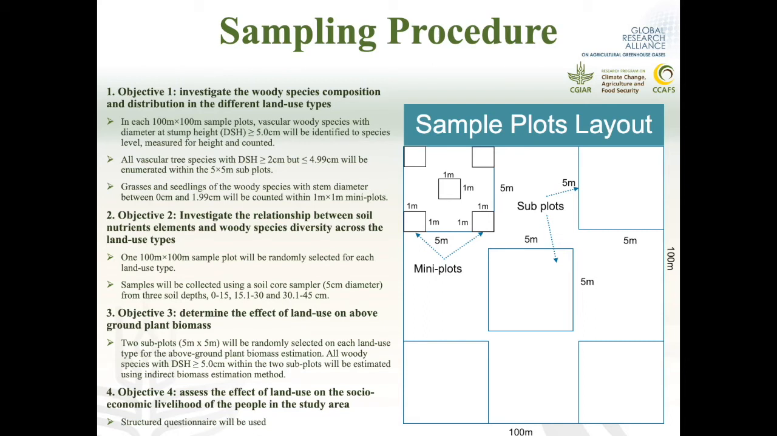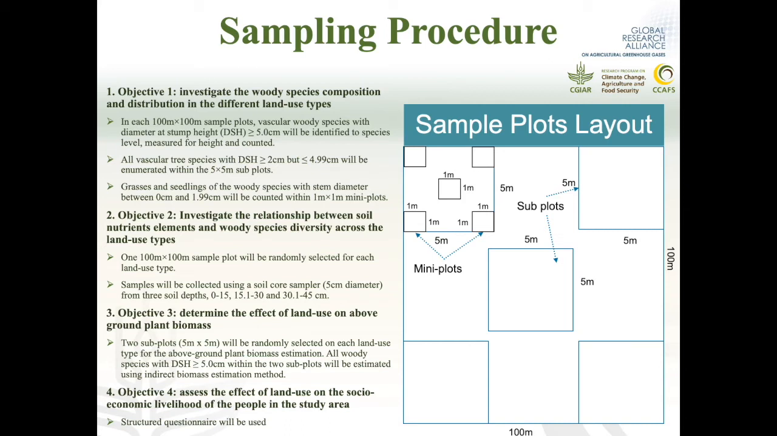100 by 100 meter sample plots would be randomly selected of each of the land use types and then will be divided into 3 equal parts, from which soil samples will be collected using a soil core sampler at 3 different depths with their respective replicates.